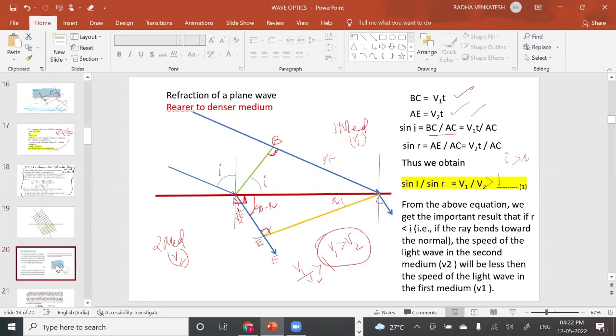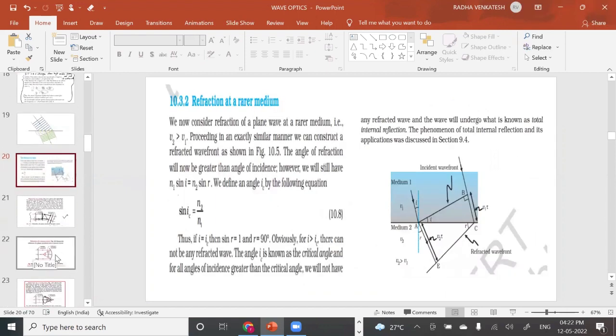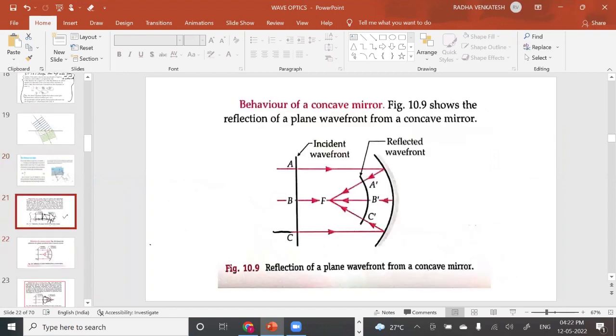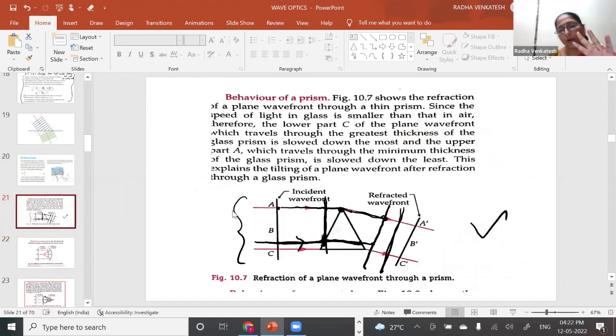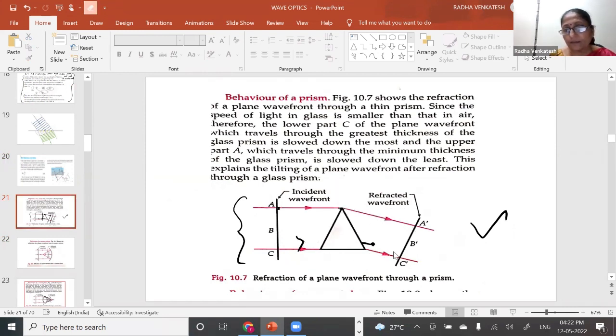Yes, ma'am. One another point that I want you to really concentrate on here is this. This is the next important question that comes in our CBSE board again. I've just drawn, I'll just rub that off, okay? The type of wavefront that you will get when a plane wavefront is incident on a prism.